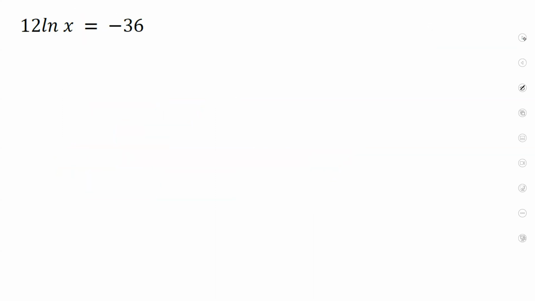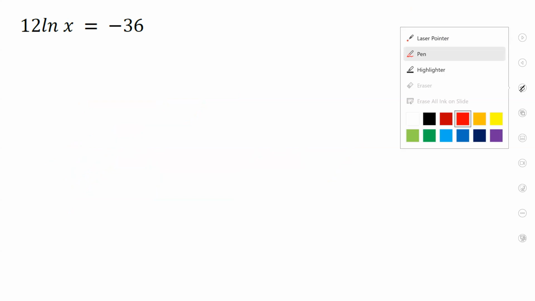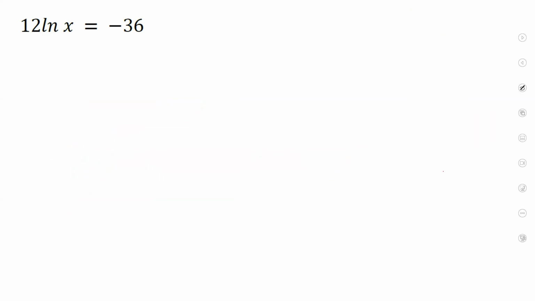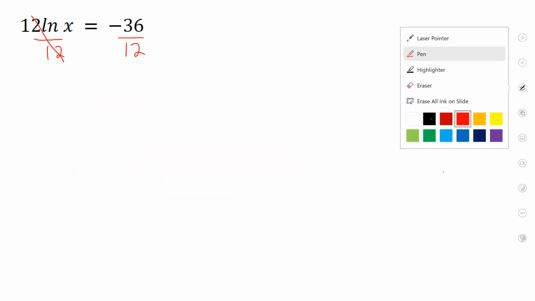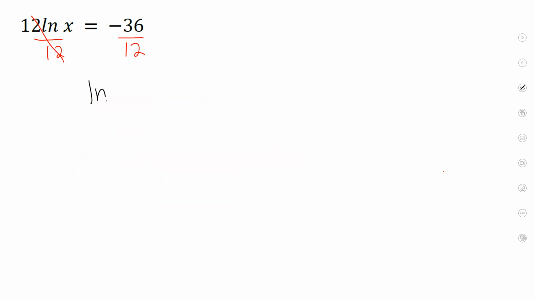Next, we have an ln this time, but still I need to isolate it. What do I do first to isolate, guys? Good, thank you. Divide by 12. So my answer will be ln x equals negative 36 divided by 12, which is negative 3.